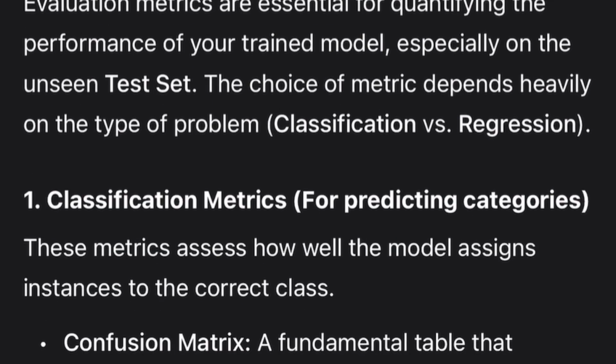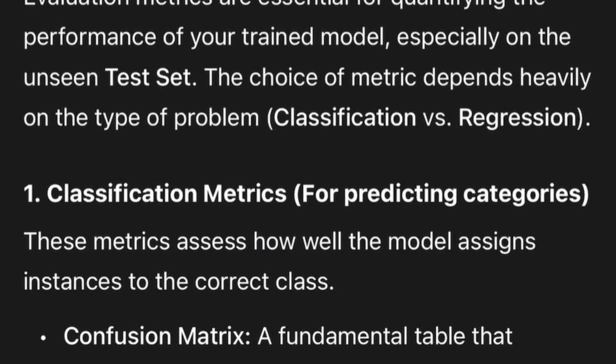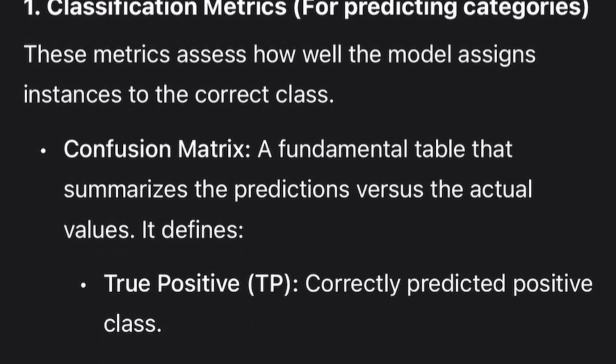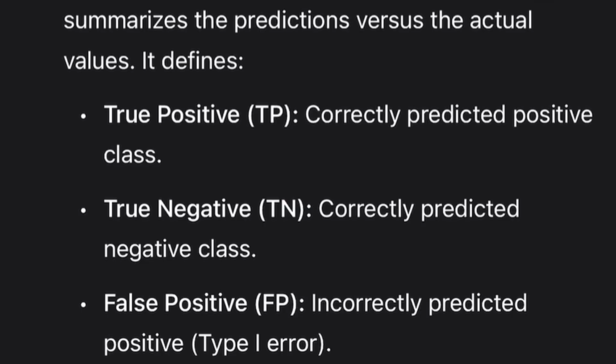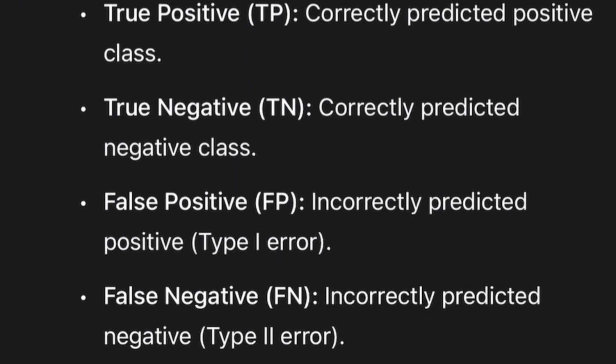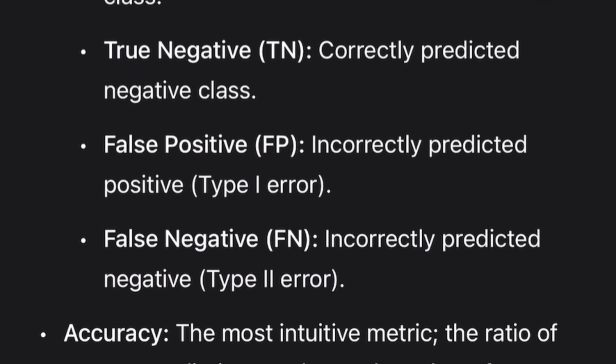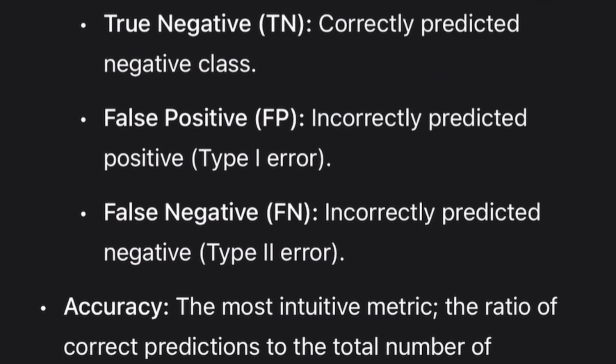1. Classification metrics for predicting categories. These metrics assess how well the model assigns instances to the correct class. Confusion matrix, a fundamental table that summarizes the predictions versus the actual values. It defines true positive, TP, correctly predicted positive class; true negative, TN, correctly predicted negative class; false positive, FP, incorrectly predicted positive, type 1 error; false negative, FN, incorrectly predicted negative, type 2 error.